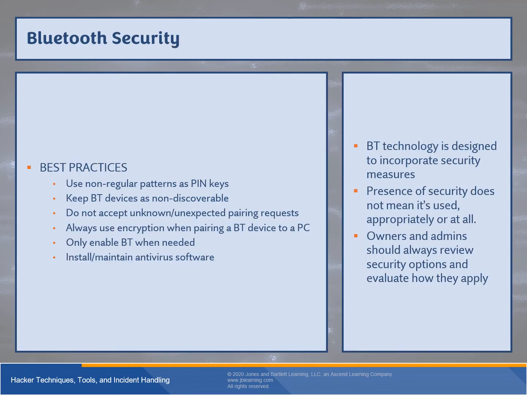So what are some best practices? Well, if you have the ability to set your PIN for your Bluetooth device, use non-regular patterns wherever possible. Keep Bluetooth devices as non-discoverable, as we talked about just a little bit ago. Do not accept any unknown or unexpected pairing requests. It's weird, human beings reflexively will try and click through certain types of messages, so attackers will take that into account and design their messages so that it almost has a double negative quality. Always use encryption if you're pairing a Bluetooth device to a PC, wherever you can possibly do so.